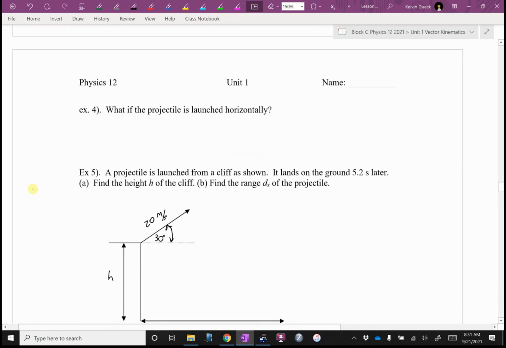Okay. Example 4. What if the projectile is launched horizontally? Now, we did this in lesson 6, but kids always seem to forget. Why are horizontal projectiles so easy? If I launch horizontally, what's Vy initial? You asked me this yesterday, so I'm wondering if you remember. If we launch horizontally, that'll be Vx. What's Vy initial? 0. Because it hasn't started falling yet. And that means in your y column, you've got a 0 and all your equations become much nicer.